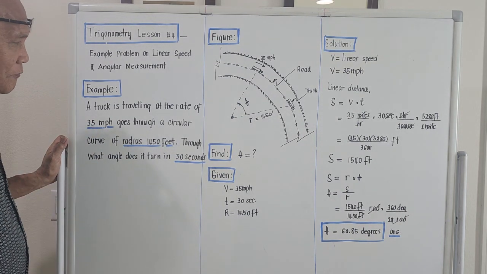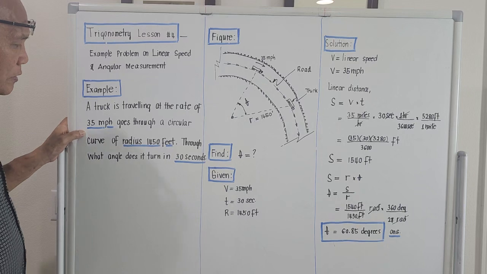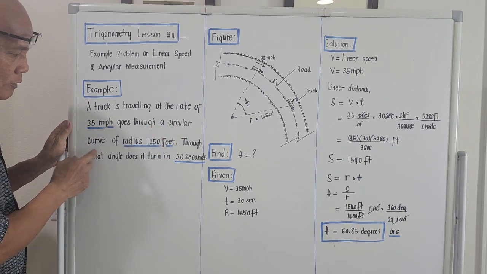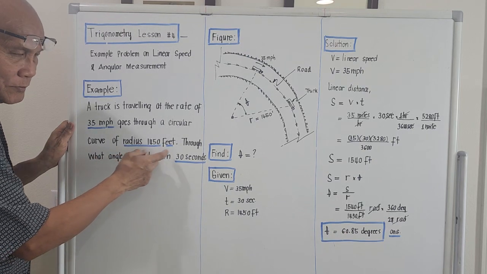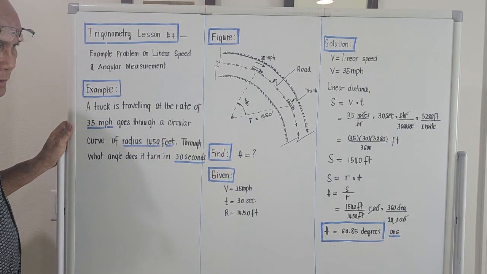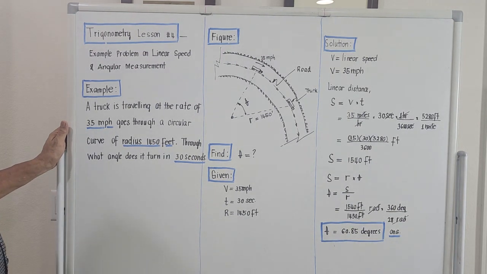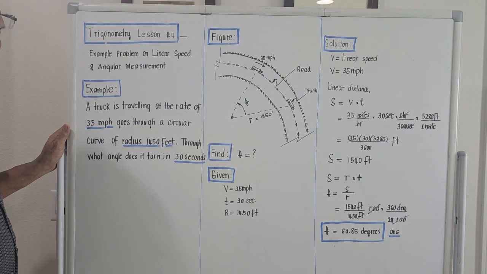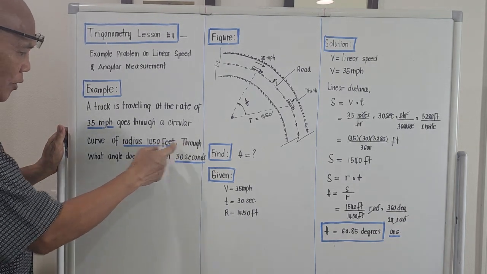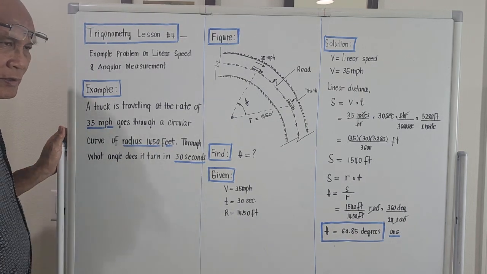A truck is traveling at the rate of 35 miles per hour, goes through a circular curve of radius 1,450 feet. Okay, that's a long one. 1,450 feet, that's almost 5,200. It's almost 1/3 of a mile. Okay, through what angle does it turn in 30 seconds?